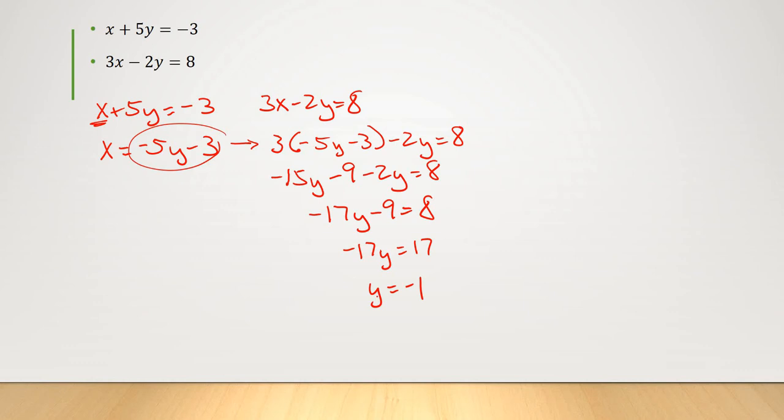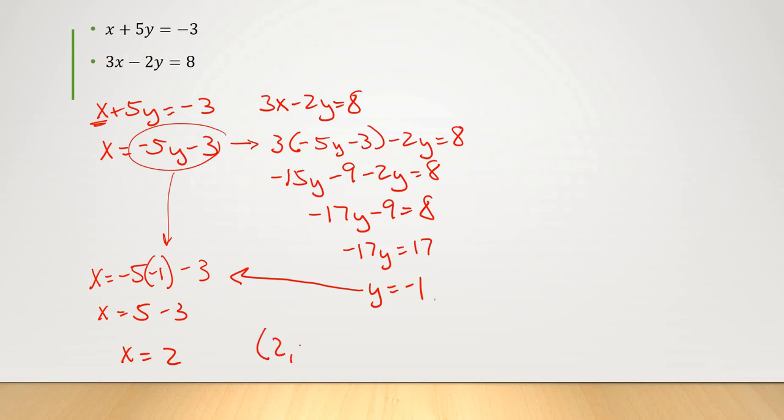So now I've solved the second equation for the second variable. I'm going to substitute this back into this side. So x equals negative 5 times negative 1, that's the value I just found for y, and minus 3. So x equals 5 minus 3, which makes x equal to 2. So my point of intersection of these two equations is 2, negative 1. And again, you can check this in both equations. It will work, so we have the right solution.